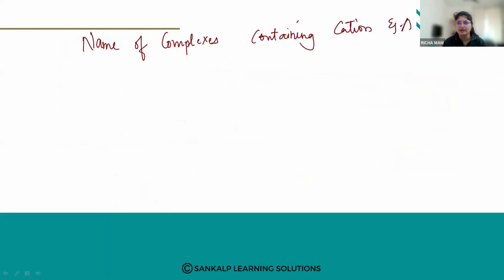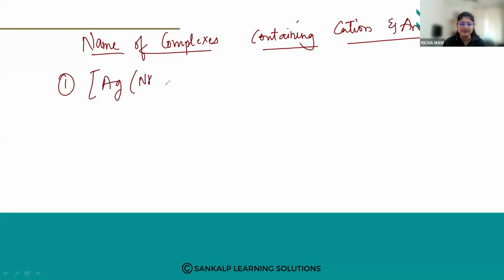Name of the complexes containing both cation and anion. In the same complex, when you have cation and anion, the name of the cation and anion is written without any gap. Suppose I have one example, [Ag(NH3)2][Ag(CN)2]. Now you can see that both cation as well as anion are present. This is the anion, and this is the cation.